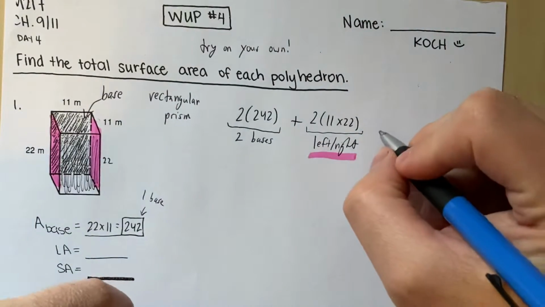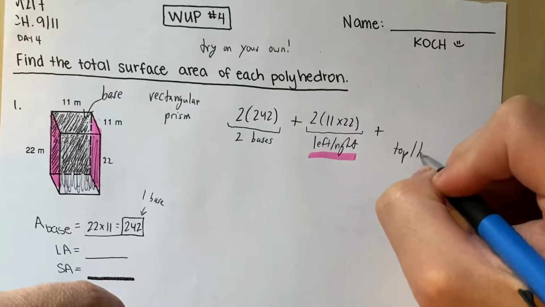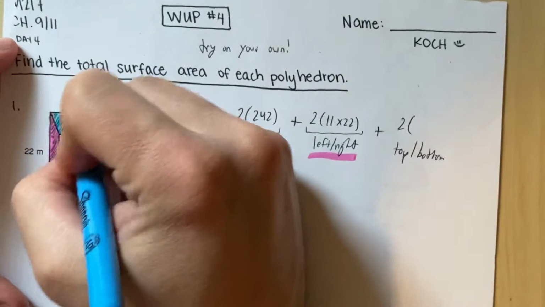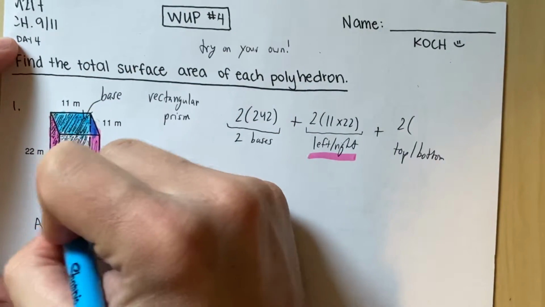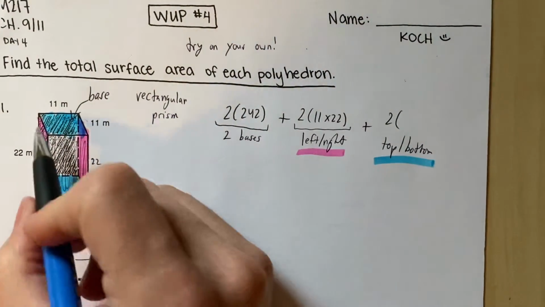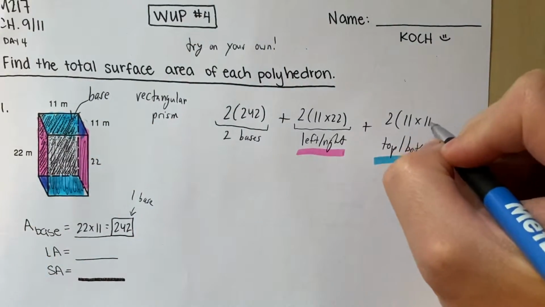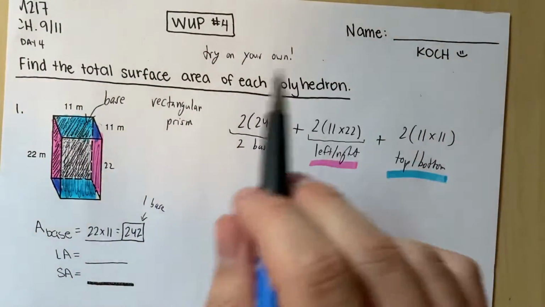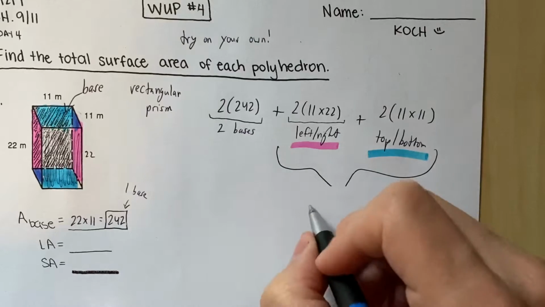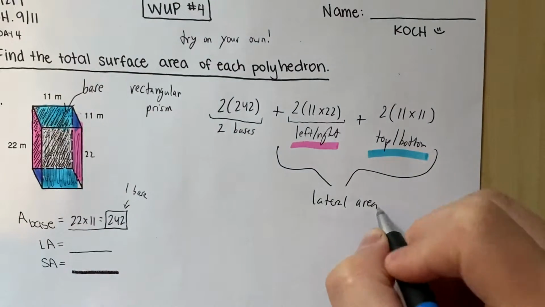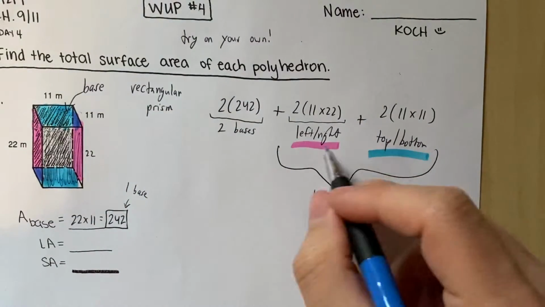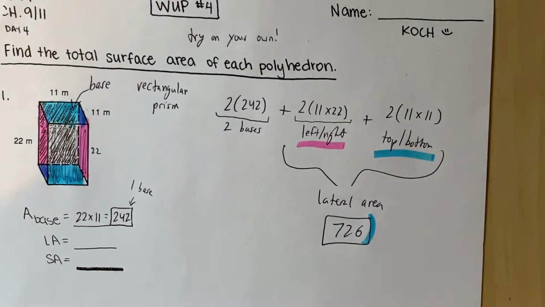Awesome. But then we also have two other sides, the top and the bottom, which we didn't talk about. So there's two of the top and bottoms. Well, top and bottoms are this guy and that guy down there. That's the top and the bottom, and those have dimensions of 11 by 11. So this will end up giving us our total area, and this piece here is the lateral area. So this lateral area is 726. That's the blue and pink.